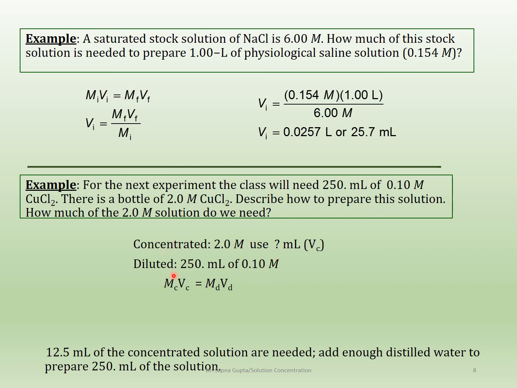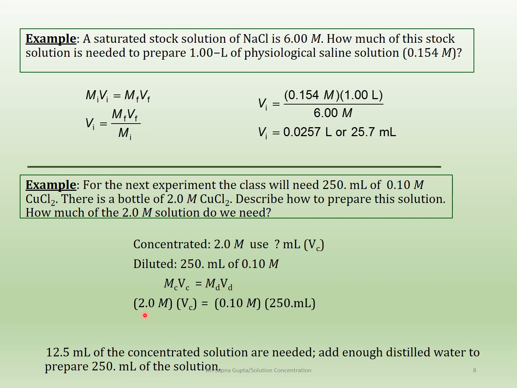Here's another way of setting this up. You have the concentrated solution, which is 2 molar, and you're asked to find out how much volume you would need. So this is the volume of the concentrated, and then the diluted solution you need is 250 milliliters, and the molarity is 0.1 molar of this. So we'll use the MC and the D, and you can use this if you prefer to. So MC is the concentrated molarity, volume C is the concentrated volume, and D is for the dilution. Then you plug in your numbers. The molarity for the concentrated is 2, the volume we're trying to find out, and the molarity of the diluted is 0.1, and the volume that we need is 250 milliliters.